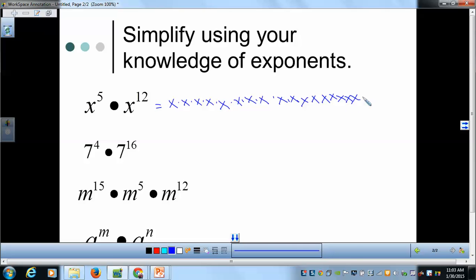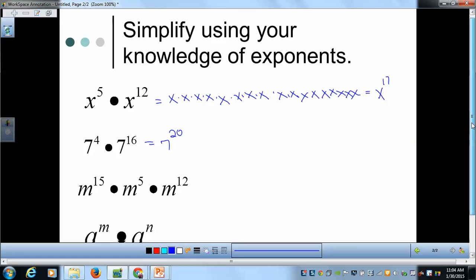So we really have this string of x's being multiplied together. Well, in essence, really what we have would be 17 x's multiplied together. We have 5 in the first group, 12 in the second group. So really we can write this using our properties of exponents as x to the 17th power. All right, in a very similar fashion, we have 4 7s multiplied in the first group, and then 16 7s in the second group, and then we're going to multiply those two groups together. So really what we're going to have is 4 7s here times another 16 7s here. So we're really multiplying 20 7s together like so.